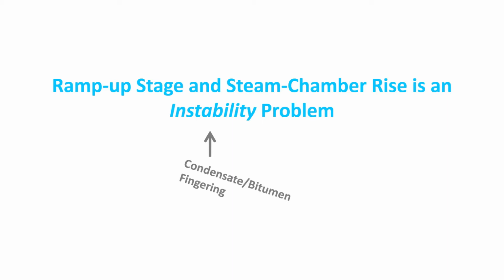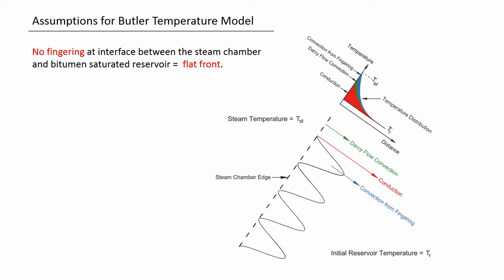So that's the solution we're going to talk about here. There are two instabilities that we're going to talk about. All right. The first instability is after the plateau, after the steam front develops, the steam chamber develops, and it starts moving with a constant velocity into the reservoir. Butler assumes it's a flat front. All right. So Butler only considers the conductive flow. This is the rate zone. It doesn't have any Darcy flow convective term.